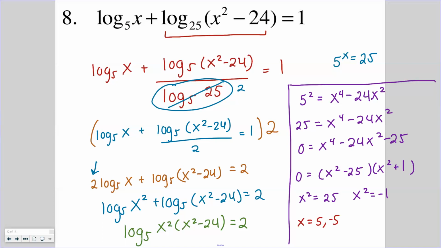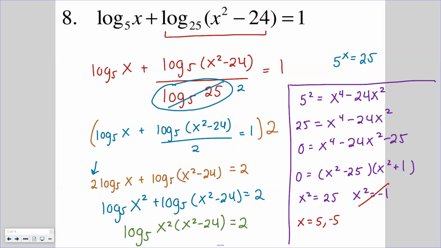And then over here, x squared is equal to negative 1. To get x by itself, we take the square root of both sides. We are not dealing with imaginary numbers, so we don't worry about that one. We will talk about imaginary numbers next semester, but for now, everything should be real answers.